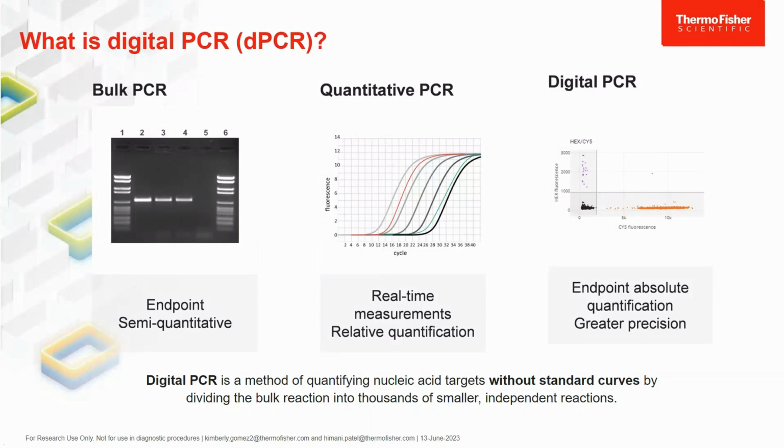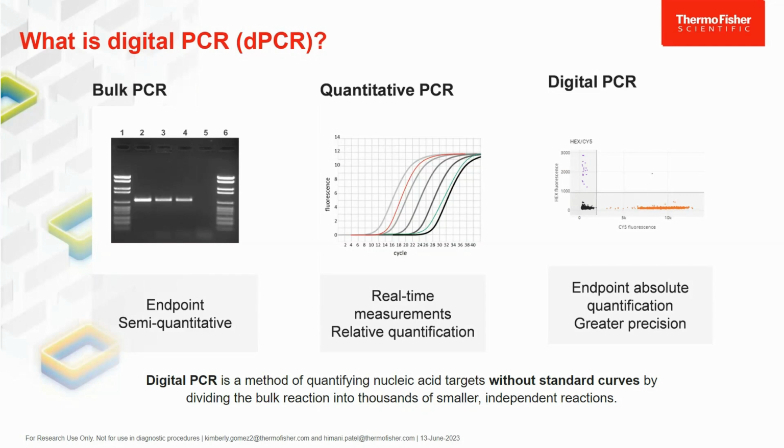So what exactly is digital PCR? Digital PCR is a method of quantifying nucleic acid targets without standard curves by dividing the bulk reaction into thousands of smaller independent reactions. PCR at large can be organized into three major categories: bulk PCR, quantitative PCR, and digital PCR. Bulk PCR leverages endpoint data to provide a yes or no answer.